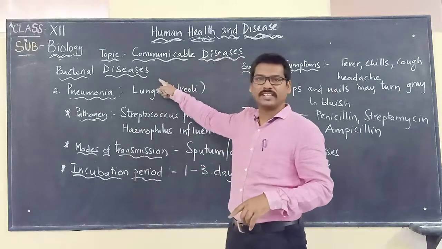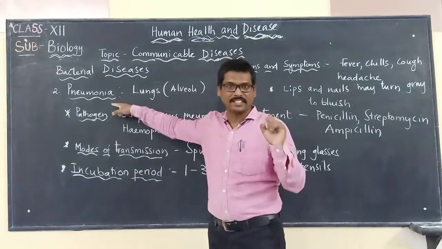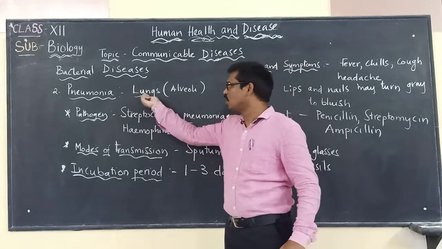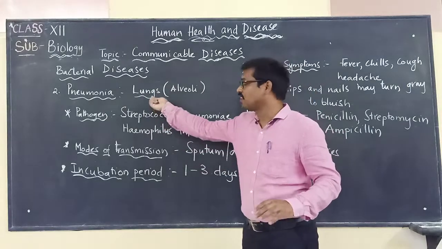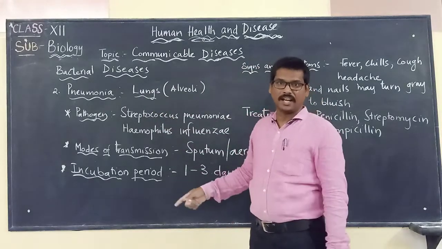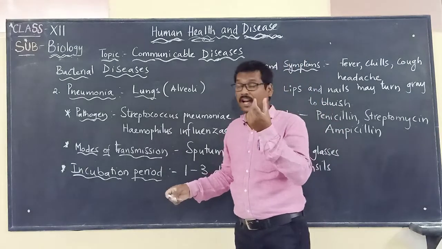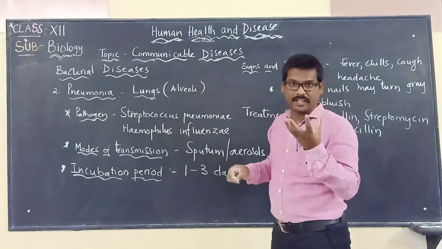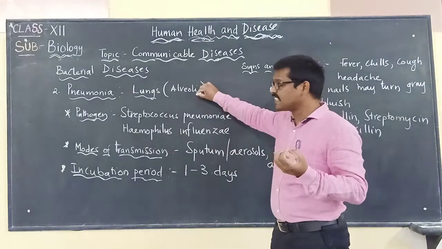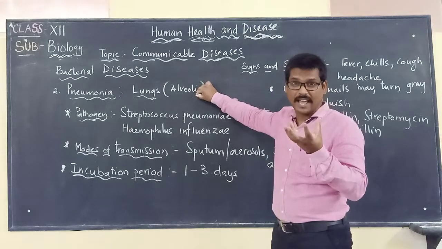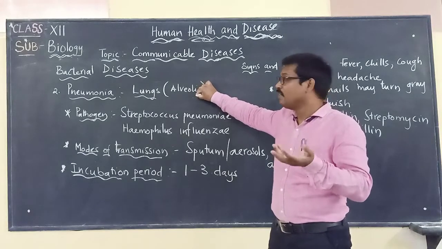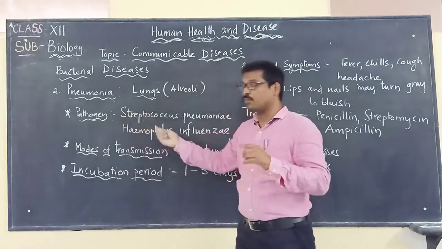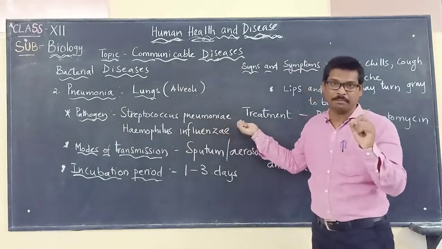Now the second bacterial disease is pneumonia. And what does this pneumonia damage, or what does it infect? The lungs. It infects the lungs, especially the alveolar sacs, which are air-filled sacs. These alveoli, which help in the respiration process, are affected by the disease called pneumonia by a pathogen called what? Streptococcus pneumoniae.